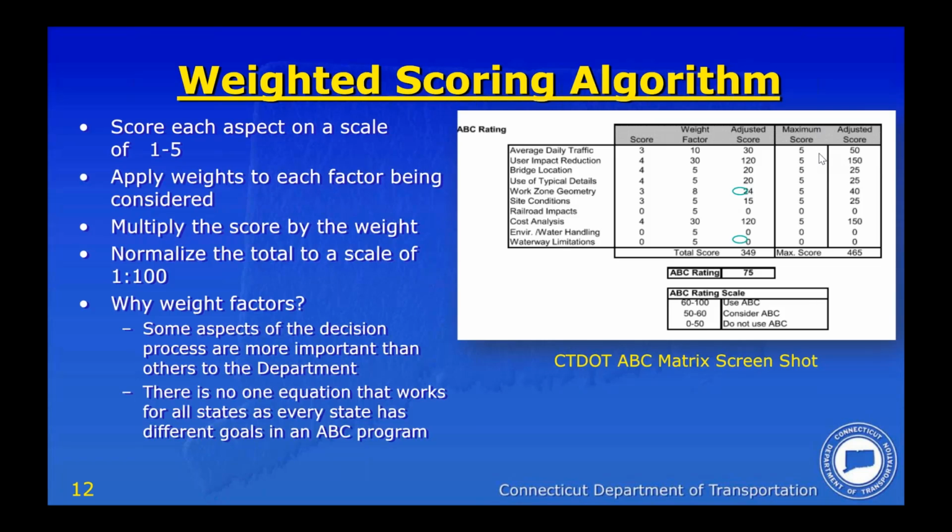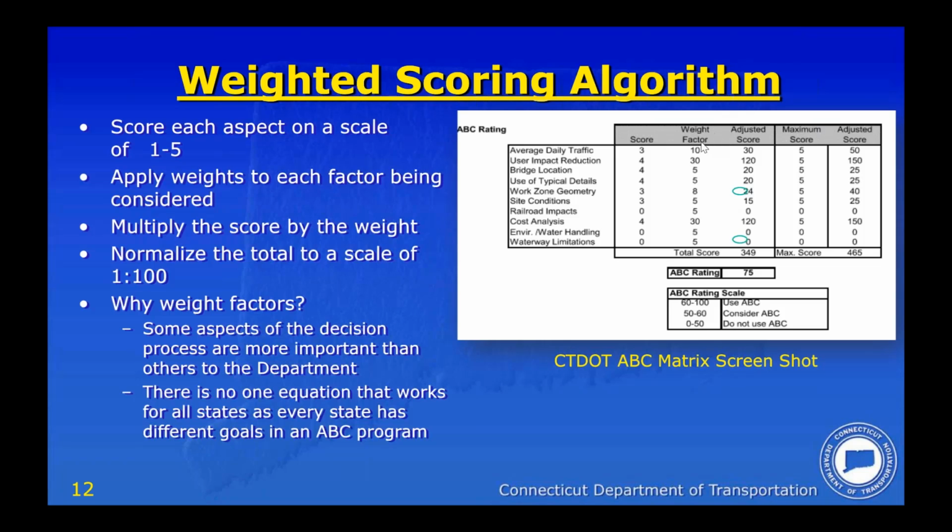everything is a 5. A 1 to a 5 would be a range, 1 being not advantageous for ABC to a 5 highly advantageous to ABC. So the total ABC score for the particular project is divided by the total maximum score times 100 to yield an ABC rating. And that drops us down to this chart right now that provides correlation between the ABC rating and whether or not ABC would be a viable choice for the project.